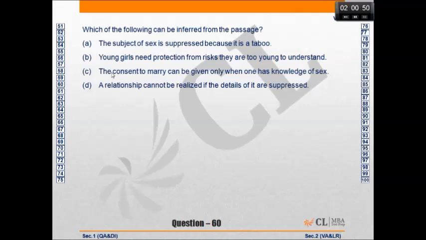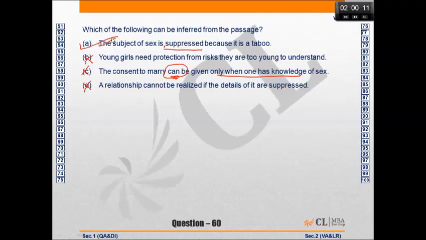Question 60. Which of the following can be inferred from the passage? A. Subject of sex is suppressed because it's a taboo. Yes, that is what is talked about. B. Young girls need protection from this. No, not B. A could be the answer. C. The consent to marry can be given only when one has knowledge of sex. That is what he wants should happen, but consent should be given. Had the word been there, this would have been okay, but this is incorrect. D. A relationship cannot be realized if the details of it are suppressed. Again, it's a more legal point, but what can be inferred from the passage? I will say the subject of sex is suppressed because it's a taboo.